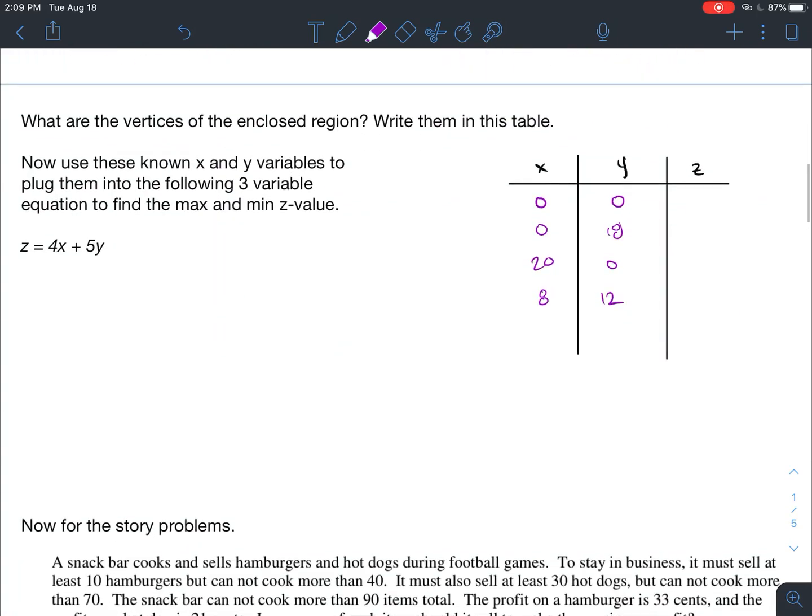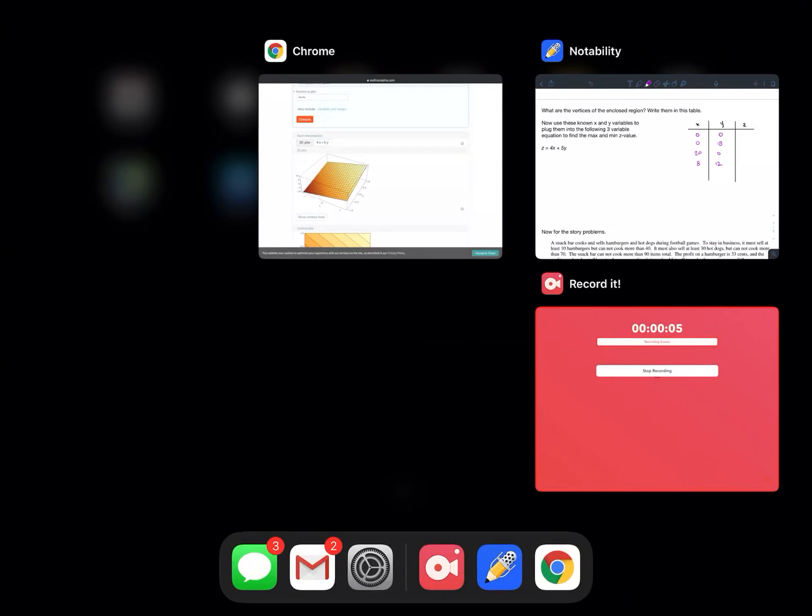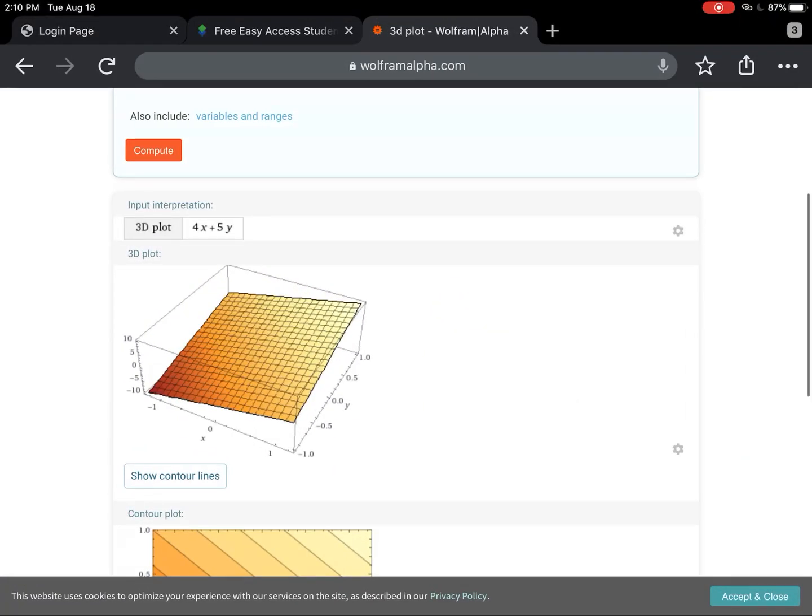And now this right here is what we call our objective function. This is actually a 3D model because there's a third variable. The dependent variable is z, but we have two independent variables, x and y. So I'm going to show you what this looks like. I have it graphed out in Wolfram Alpha.